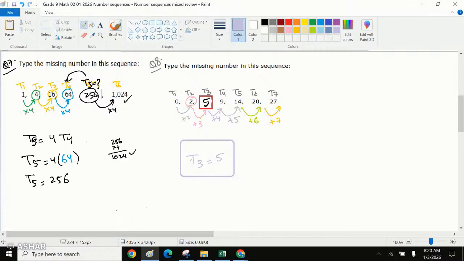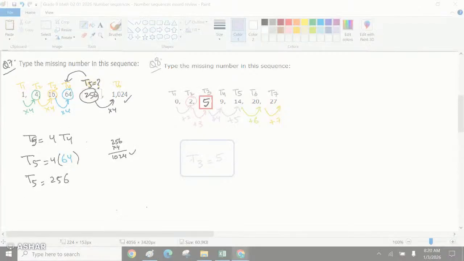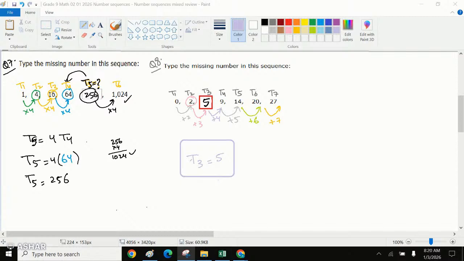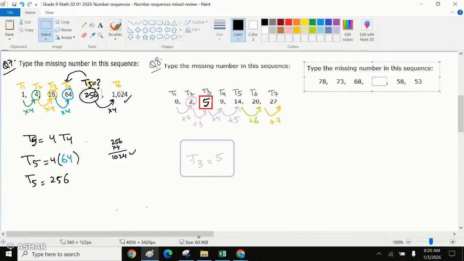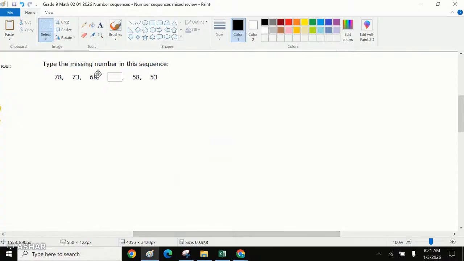Let's look at the next question. Okay, in this case, I think it's decreasing. Yes, it's decreasing. It says type the missing numbers in the sequence. I just copied it on the screen. The question number 9 we have is this. And the question says, type in the missing numbers.